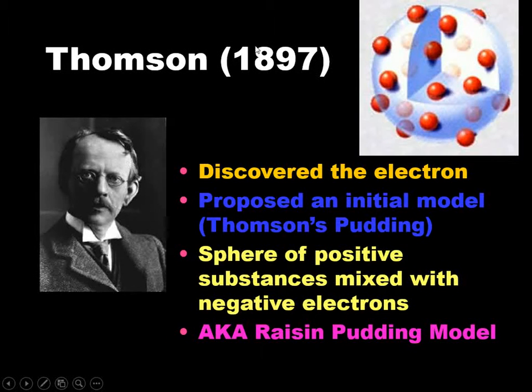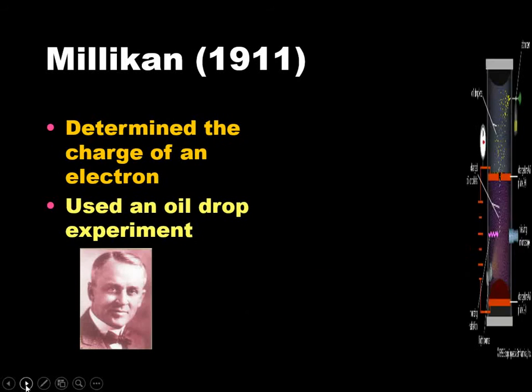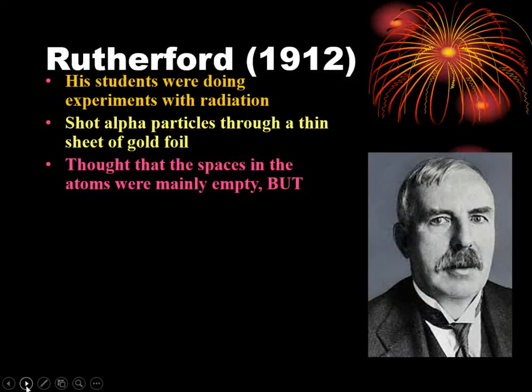In 1897, we discovered an electron. In 1912, we discovered the nucleus. So that's over 15 years? Okay? So lots of things are coming fast about the atom right now. Okay?